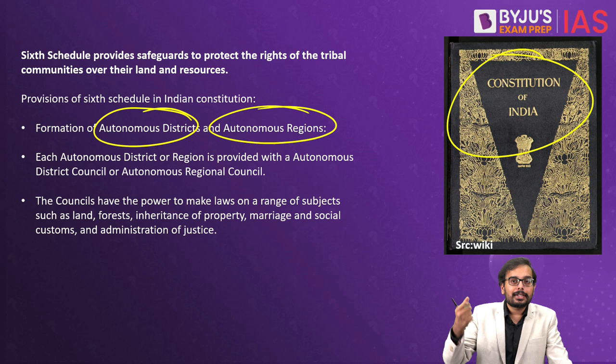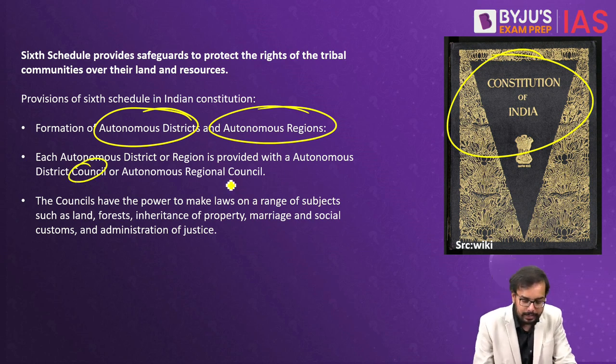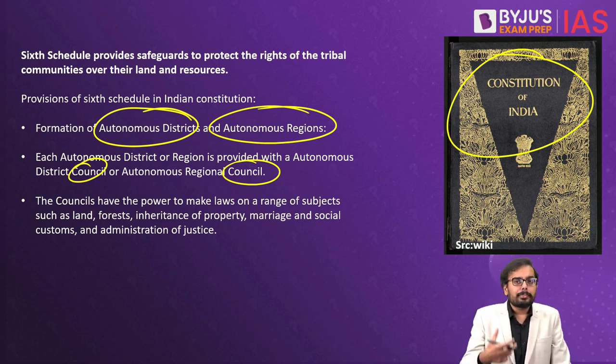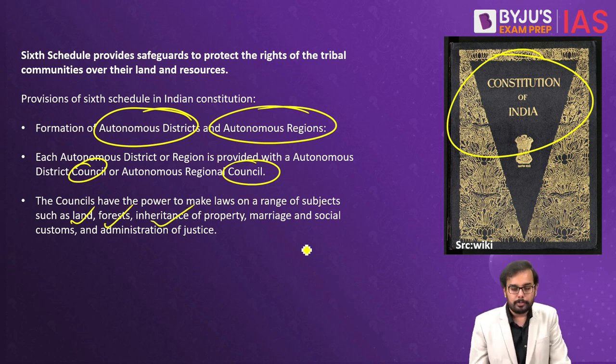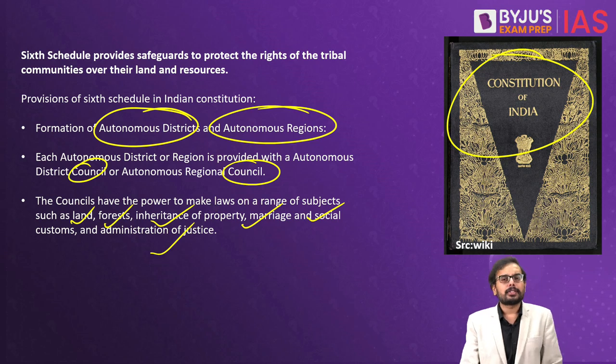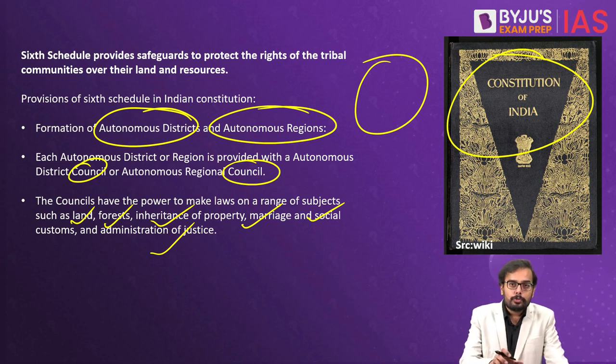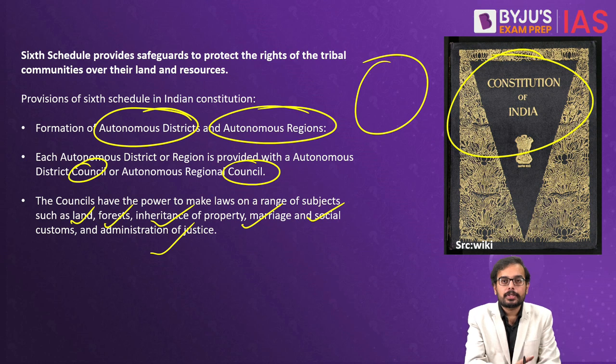In these autonomous districts and autonomous regions, autonomous district councils and autonomous regional councils are created. This council will have members from the tribal community. These members will make laws regarding land rights, forest rights, inheritance of property, marriage, social customs, and administration of justice. All these subjects will now be managed by this council in those autonomous districts. As a result, the tribals in these autonomous district councils will be managing the tribal area, so external influence can be avoided. As a result, we will be able to protect the tribal culture, their land, their resources, etc.